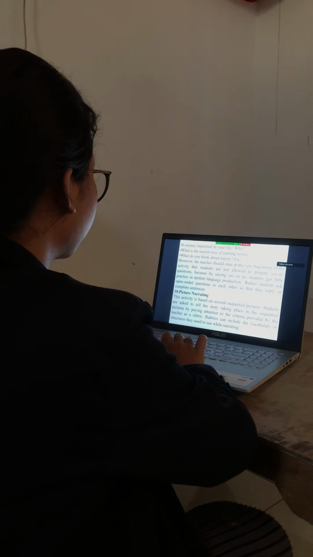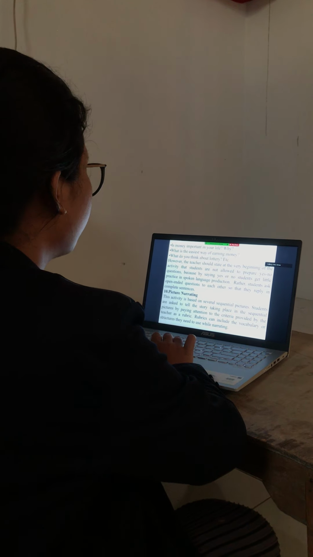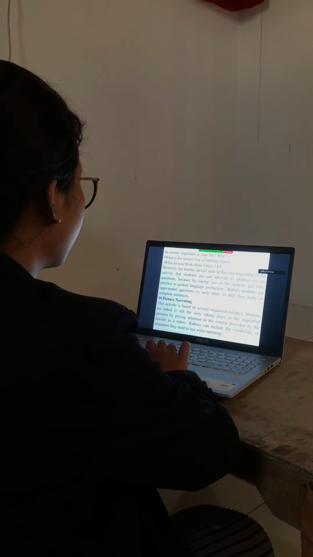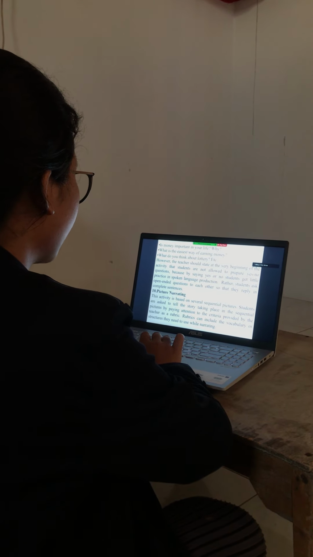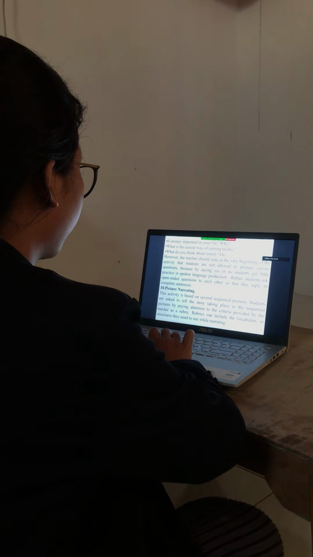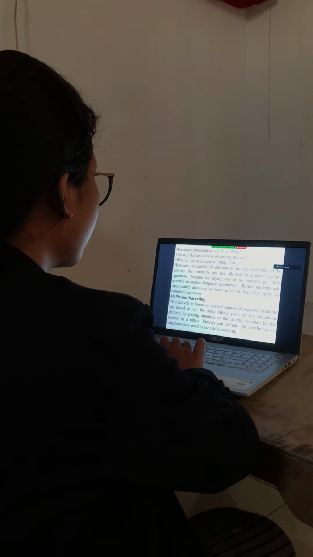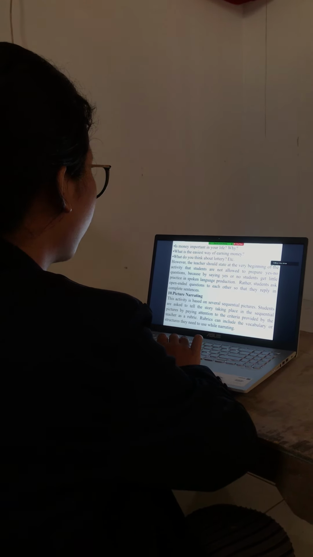Number 10, picture narrating. This activity is based on several sequential pictures. Students are asked to tell the story taking place in the sequential pictures by paying attention to the criteria provided by the teacher as a guide. The criteria can include the vocabulary or structures they need to use while narrating.